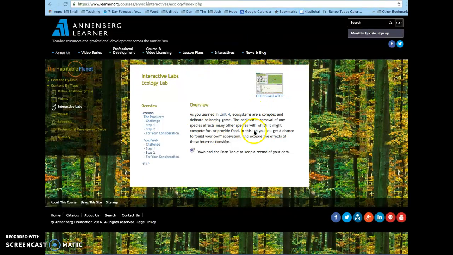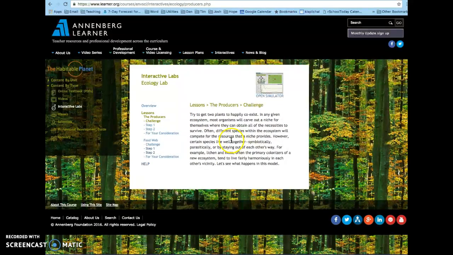So this is the Interactive Labs by Annenberg Learner. The first thing we notice is that the lab provides an overview. Then it talks about the lesson. In lesson number one, it talks about the producers. Well, we know that the producers are the plant life, whether it's trees or grass, those are all producers.